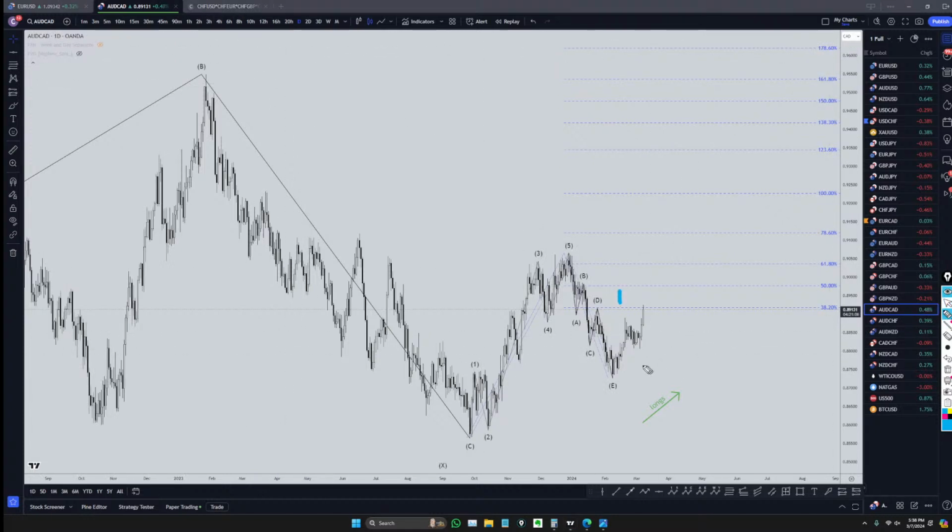And it definitely looks like it is, too. I think this is a wave one. I think this is a wave two. I think we're in the middle of a wave three, which over the coming weeks is probably going to just continue to make higher highs, higher lows on these higher time frames.